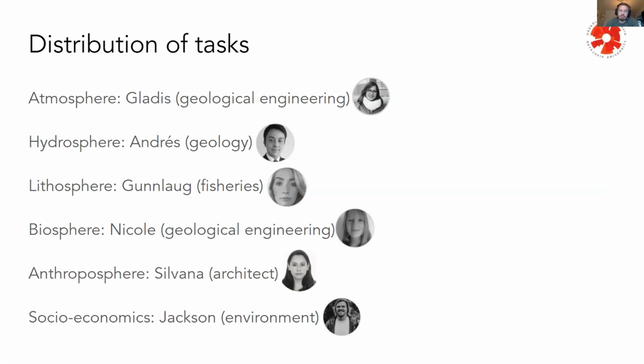Okay. And so to talk about the distribution of tasks, we wanted to just show our team here. I think we have a pretty good diverse group. Gladys with a background in geological engineering, Andreas with a geologic background, Gunlog with fisheries, Nicole with geological engineering, Silvana was an architect, and I've done a lot of work in the environmental management field. So it's a good group that I think really has a lot of different input into the EIA. So it's exciting to have a pretty multidisciplinary team together here.